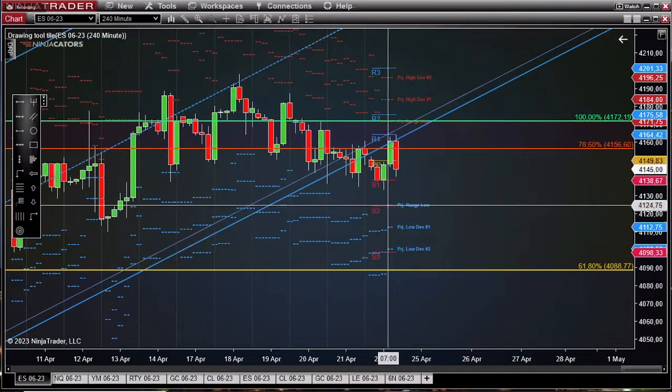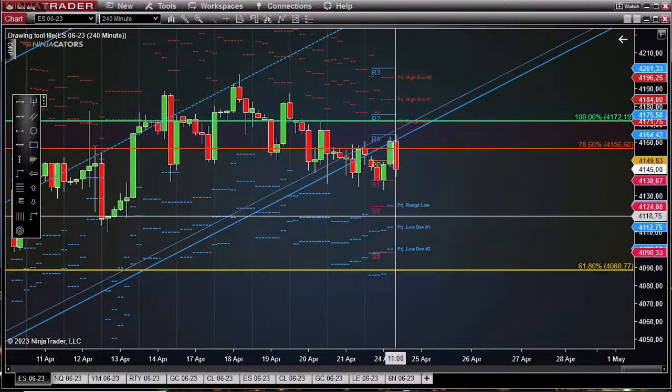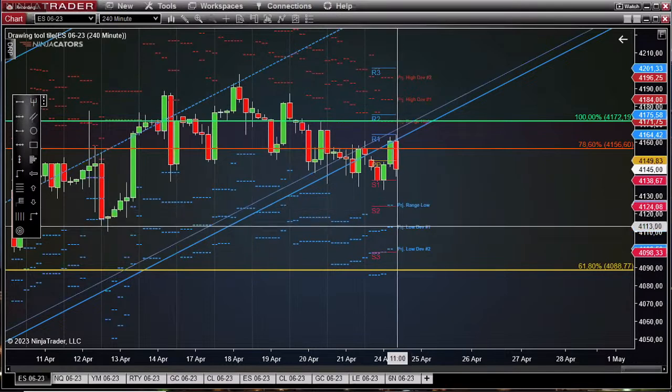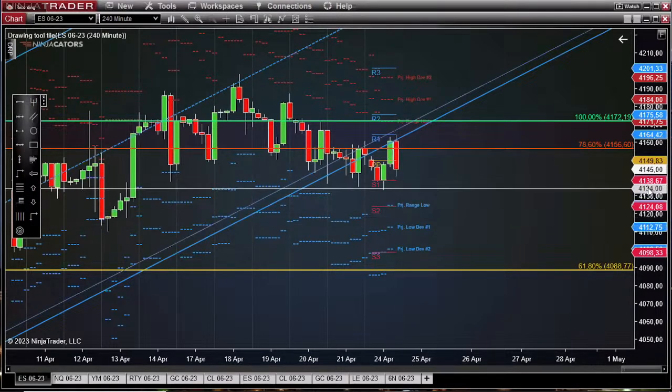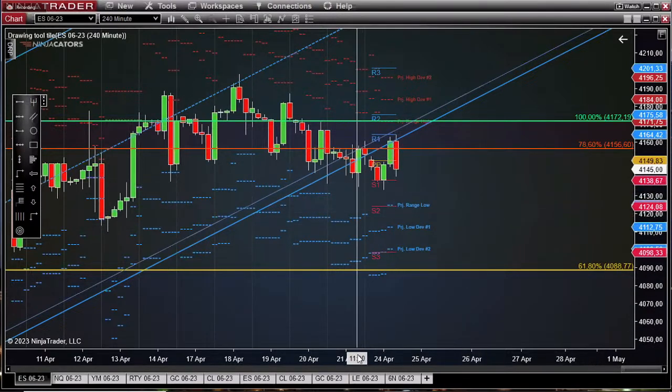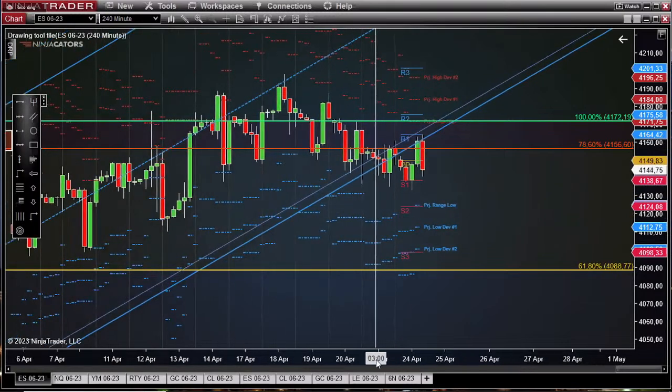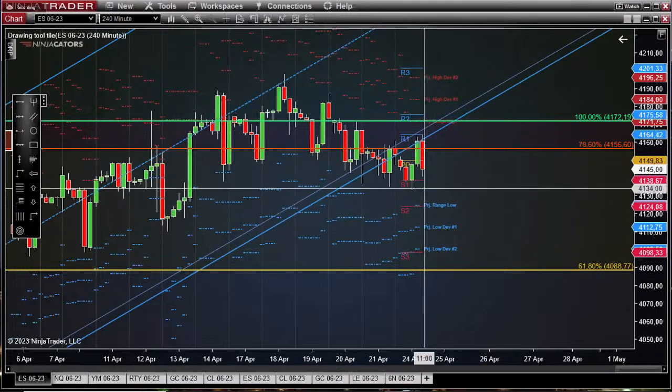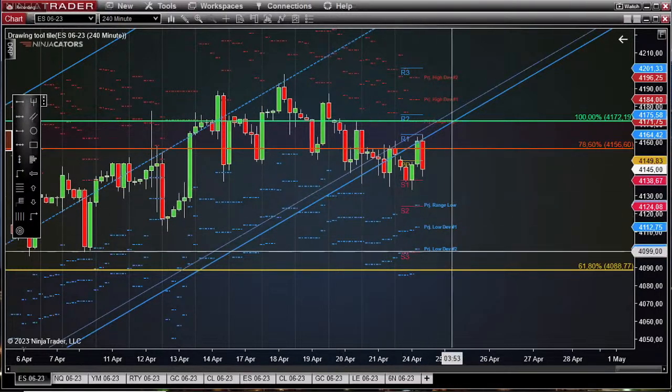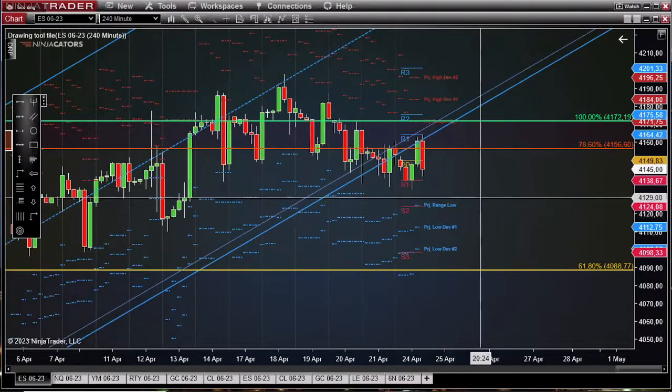And then we also have our proprietary projected ranges, which are based on the previous day's volatility. So very importantly, look at where price is trading in relation to these pivot points and these projections, as well as my market geometry, price structure, etc.